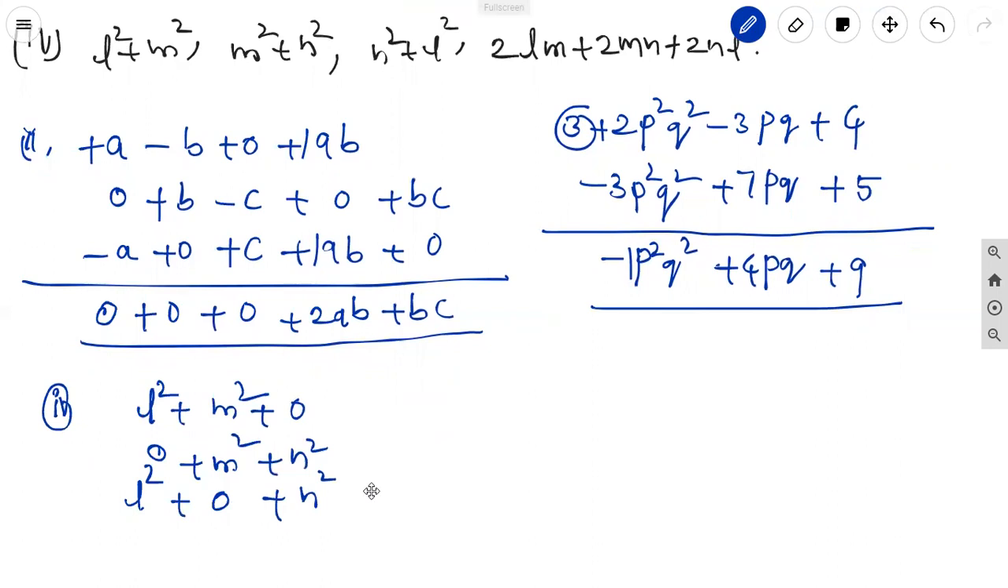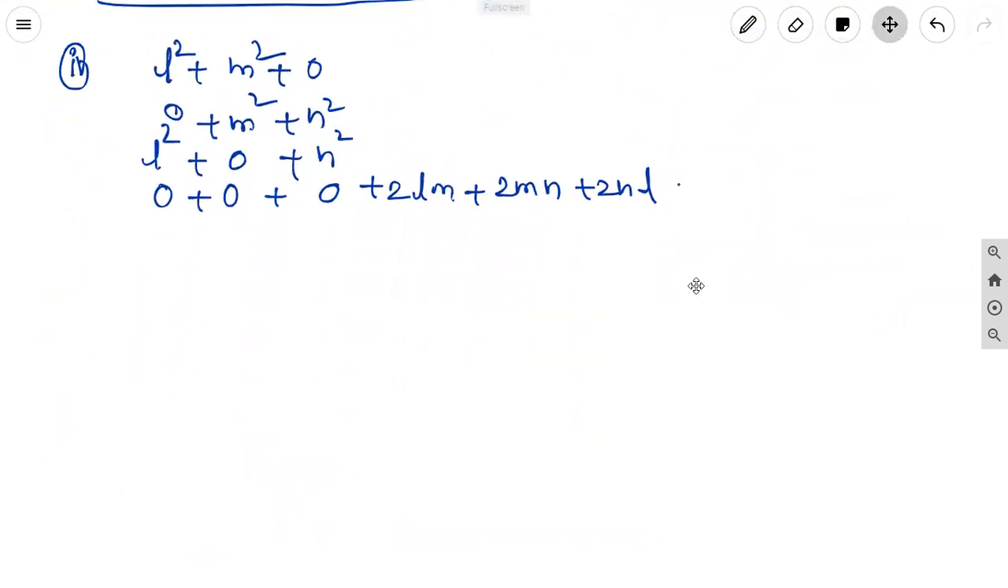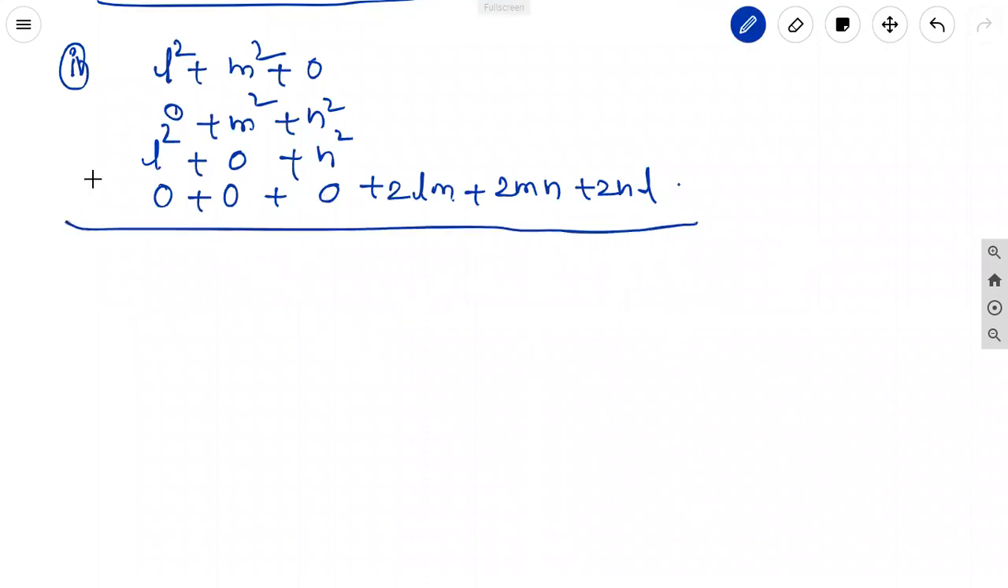Right, l square term is not there, m square term is not there, n square term is not there. 2lm plus 2mn plus 2nl. Okay, the three are different. We don't write it below l square, m square, n square. You write it separately. Okay, now you add these four expressions.